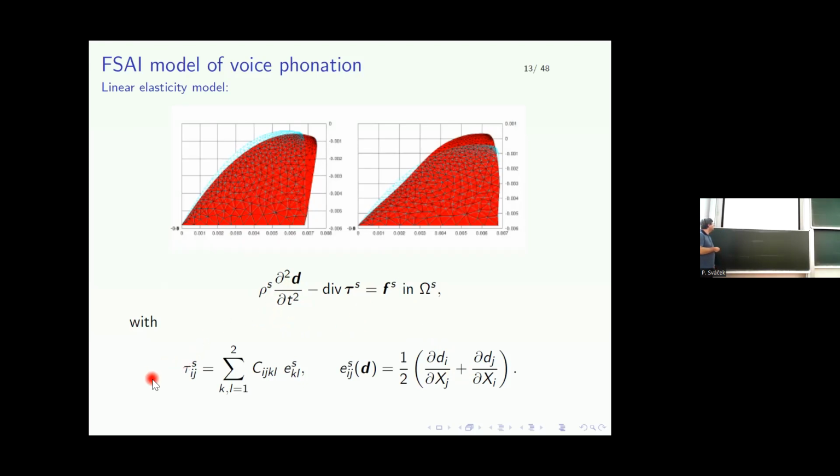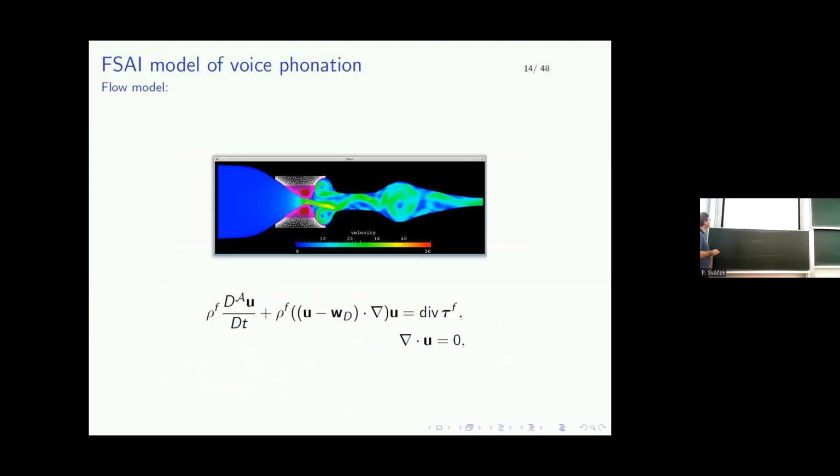So the stress tensor is basically linearly dependent on the tensor of small deformations computed by this, where X, capital X here, refers to the reference domain or material domain. Okay, so this is the model.